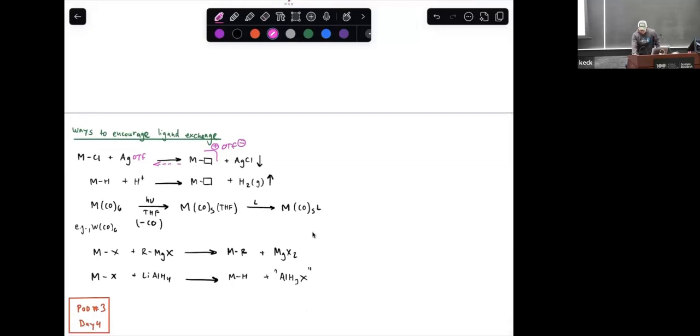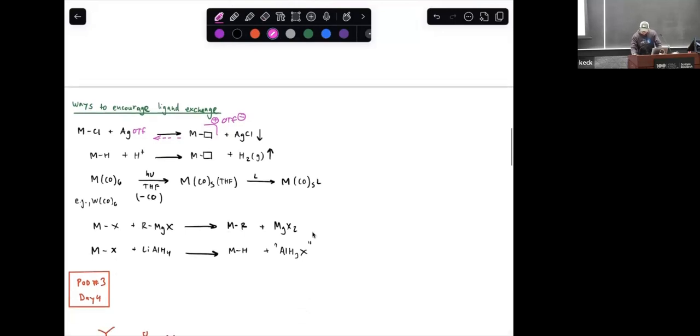Even if you could imagine, as a thought experiment, that the silver chloride were to stay in solution, then this might not be thermodynamically favored. Because it's falling out of solution, it can be pulled to the right. Okay, along these lines, and this was proposed as a plausible mechanism in the context of one of the reactions we covered in an earlier class with ferrocene.